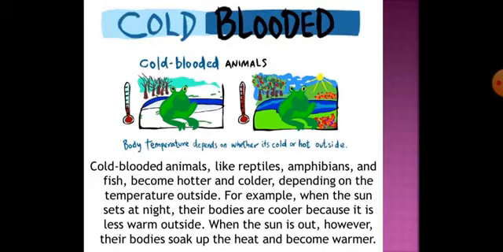Cold-blooded animals. Cold-blooded animals are animals whose body temperature depends on whether it is cold or hot outside. For example, reptiles, amphibians, and fish become hotter and colder depending on the temperature outside. For example, when the sun sets at night, their bodies are cooler because it is less warm outside. When the sun is out, however, their bodies soak up the heat and become warmer.